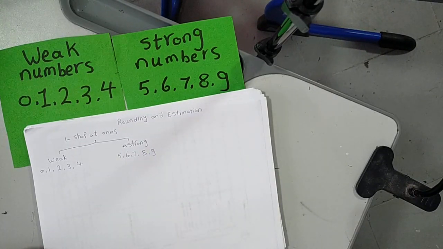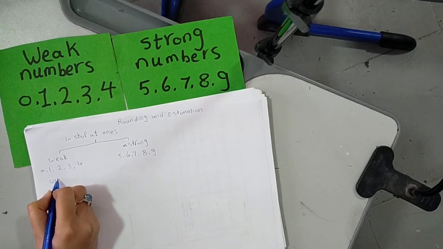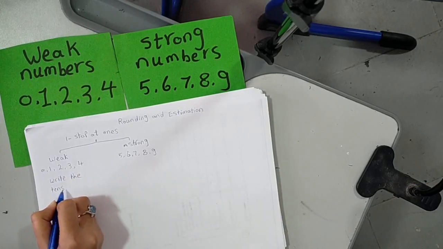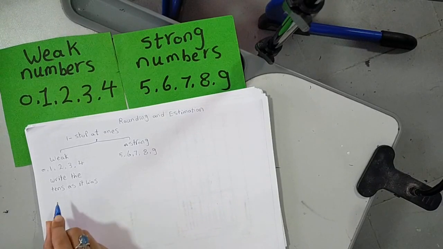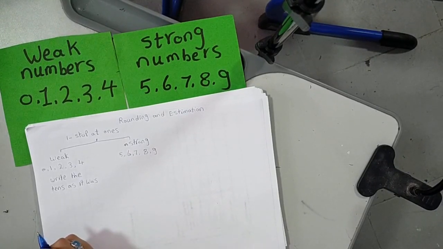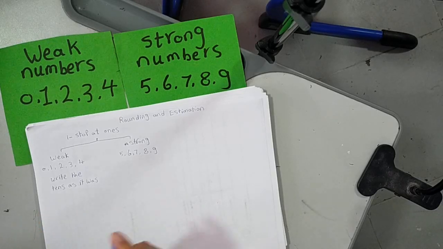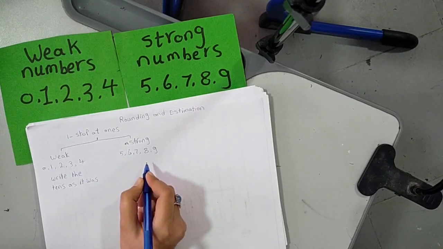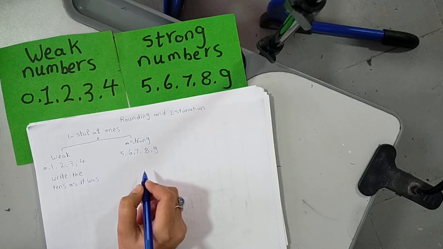If the number in ones was a weak number, so write the tens as it was. So I can't change the tens if the number in ones was a weak number. But if the number in ones was a strong number like 5, 6, 7, 8 and 9, it will have a power to push the tens to the next number that comes after it.